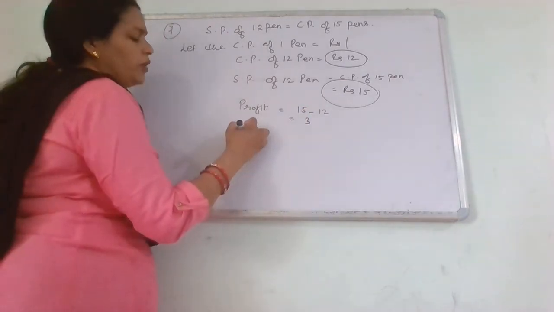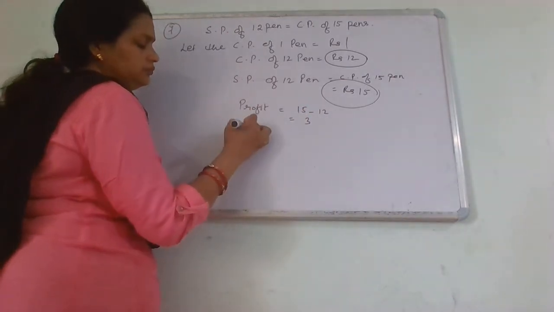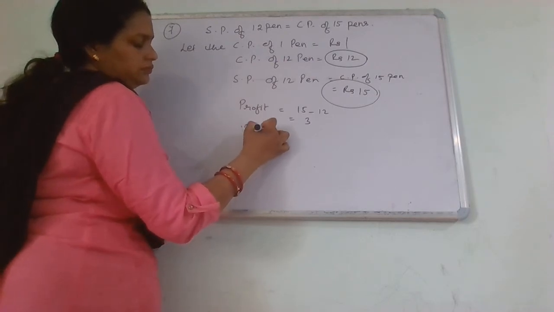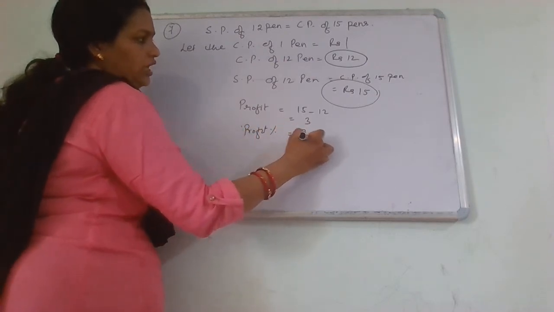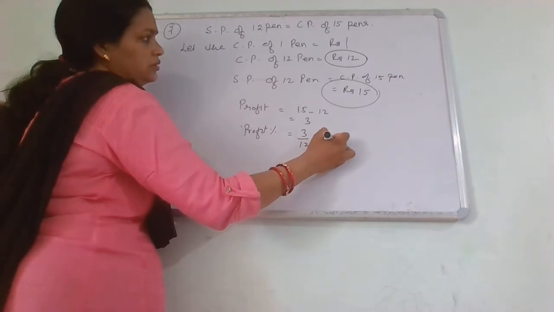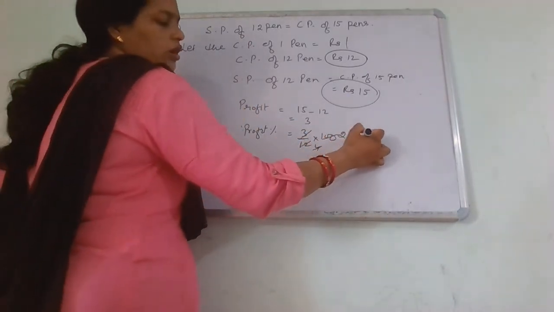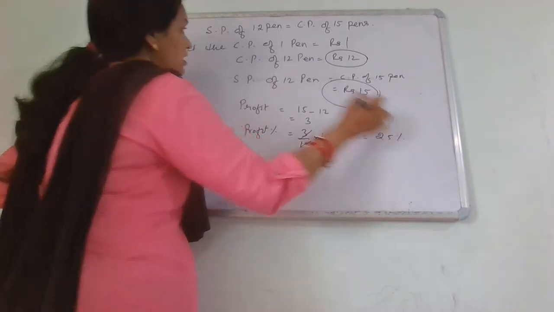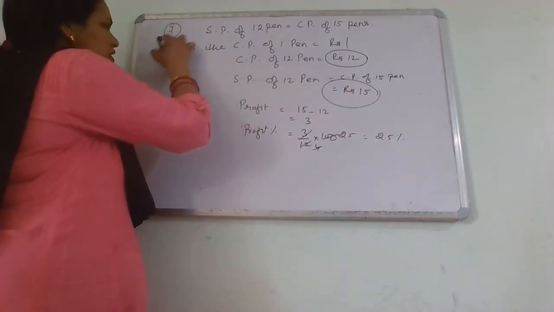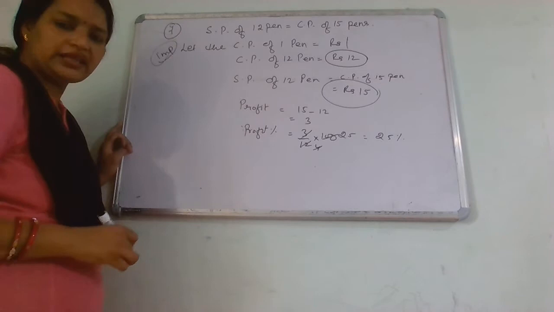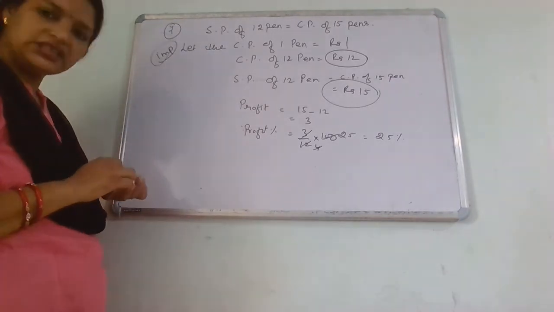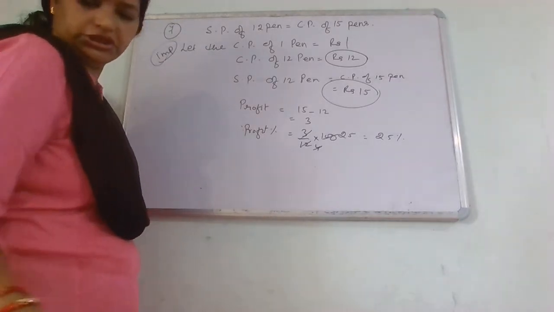And then profit percent is 3 by 12 into 100. This is equal to how much? 25%. This is a very important question, students. These types of questions normally come in the examination. So you can just check for the questions, right?